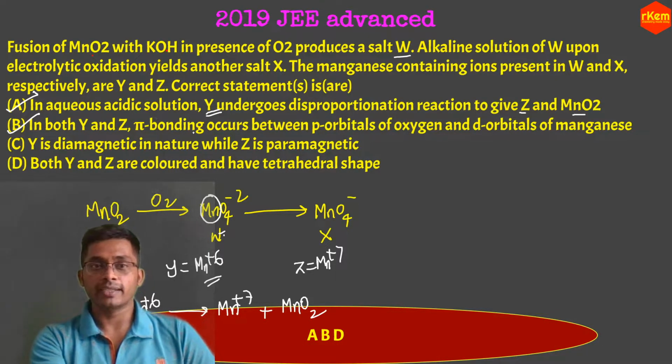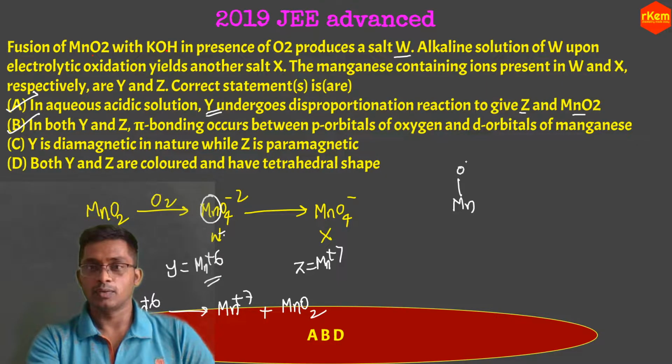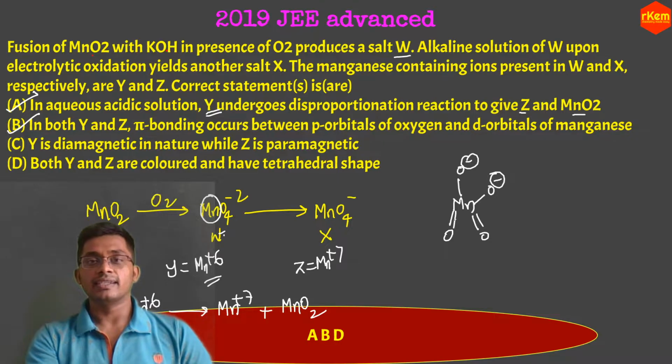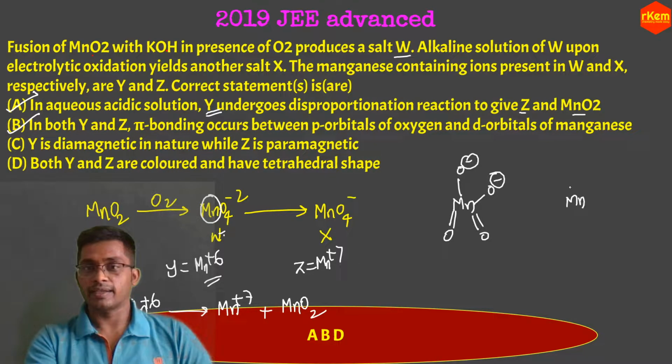B is also correct because of MnO4 2 minus. You see this O minus, O minus. In NCERT they have clearly mentioned it with structures. So MnO4 minus and MnO4 2 minus.